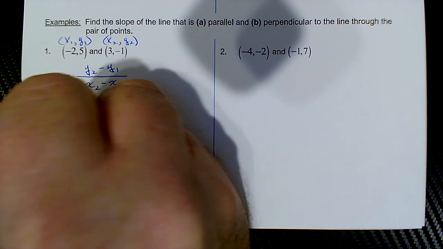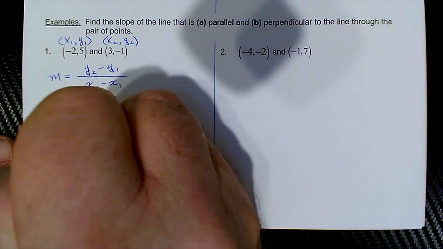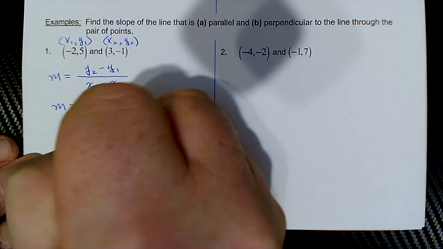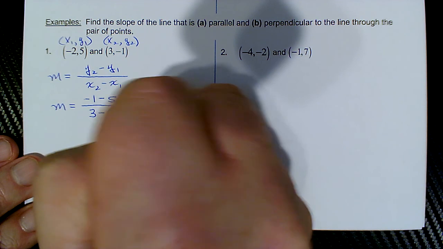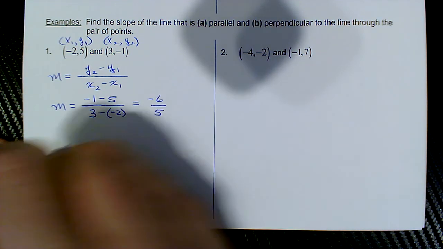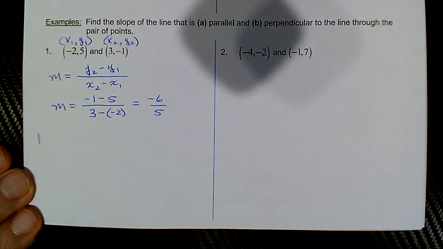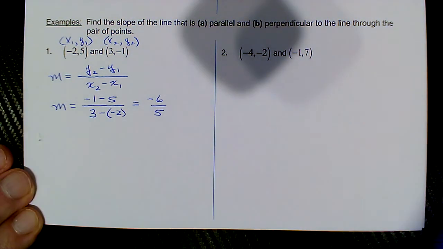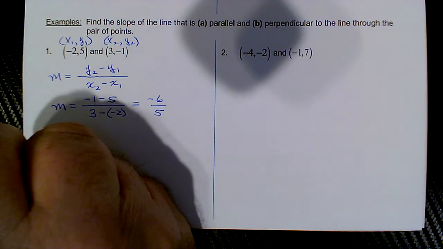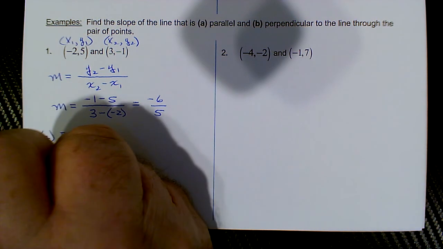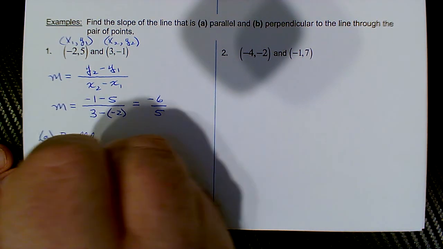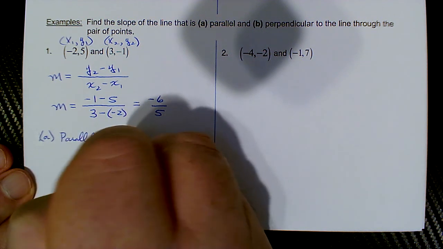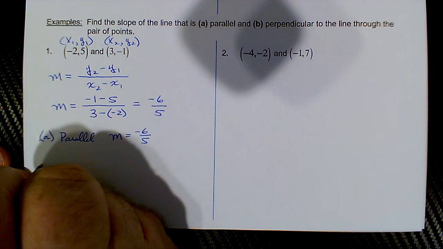So for the parallel case, the slope is going to be the same, 3. But then for the perpendicular case, the negative reciprocal. If you want, make it 3/1 so you see it as a fraction, and then reciprocate, flip it over, and take the opposite of positive, which is negative. So -1/3.